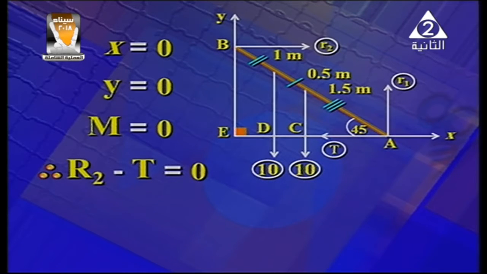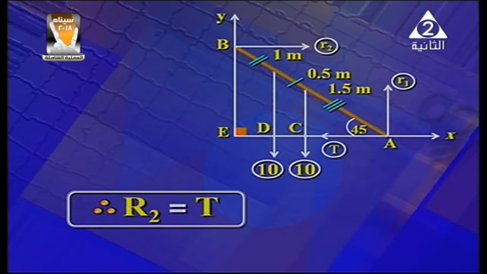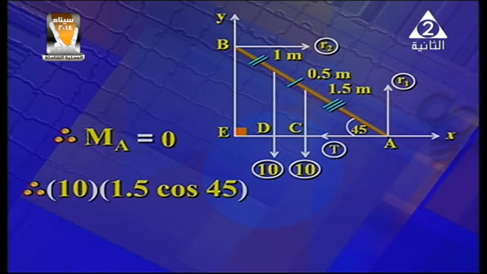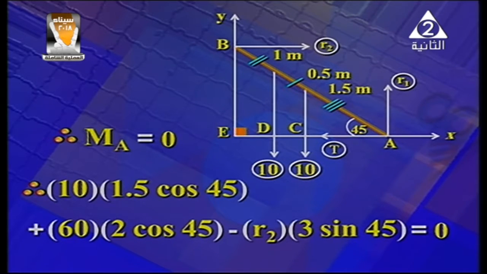Number 1, what is the meaning of sum of x equals 0? Looking at the horizontal forces R2 and T, R2 equals T, or R2 minus T equals 0. Then R1 equals 60 plus 10, so R2 equals T and R1 equals 70. The moment about B equals 0, so 10 times 1.5 cosine 45 plus 60 times 2 cosine 45 minus R2 times 3 sine 45 equals 0.